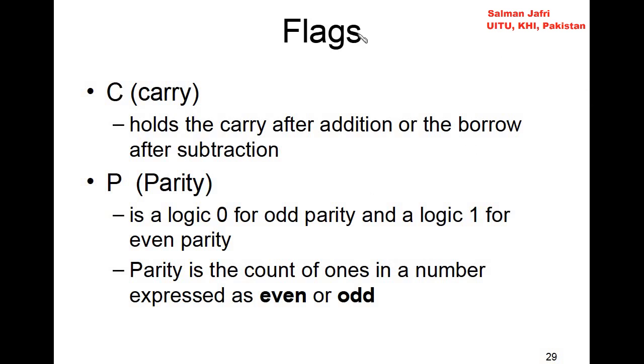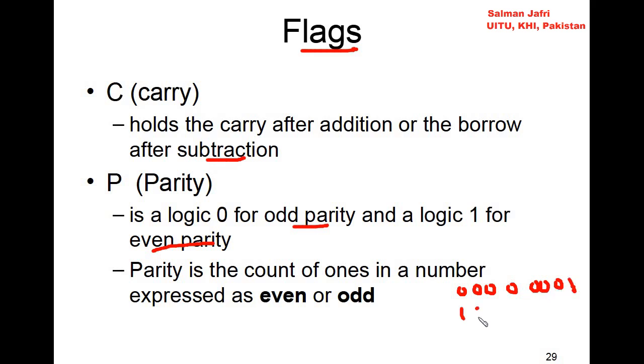Let's talk a little about the flags. We have the carry flag, the C flag, which holds the carry after the addition or the borrow after the subtraction. Then we have the parity flag, which is logic 0 for odd parity and logic 1 for even parity. Parity is the count of ones in a number. It can be assessed as even or odd. For example, if we have 00000001, the parity is odd because the number of ones is 1, which is an odd number.